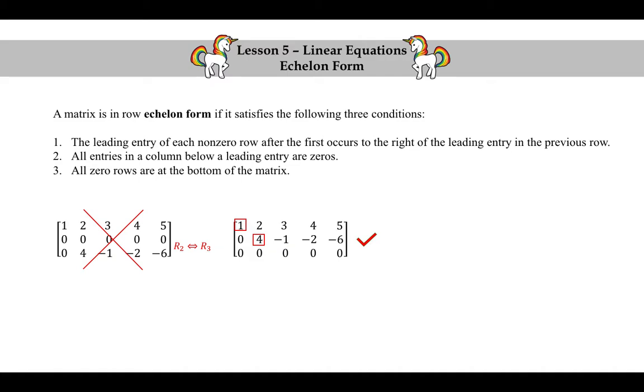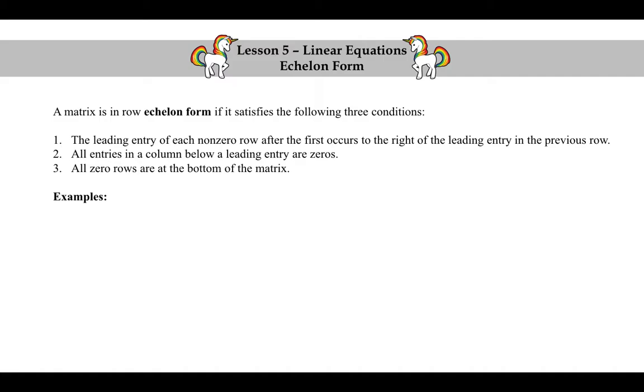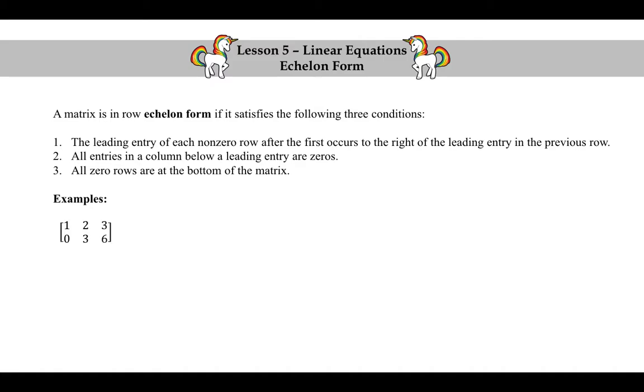Notice that the leading entries in this second matrix go from left to right as we go from row to row, and all the entries below the two leading entries are all 0, showing us that conditions 1 and 2 are also satisfied. Okay, let's look at some examples of matrices that are in row echelon form. This matrix, 1, 2, 3, 0, 3, 6, notice that the leading entries are 1 and 3. They move from left to right as we go from row to row. The second row has a leading entry to the right of the leading entry in the first row.